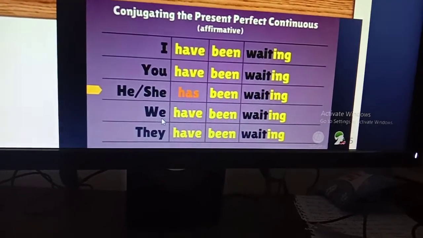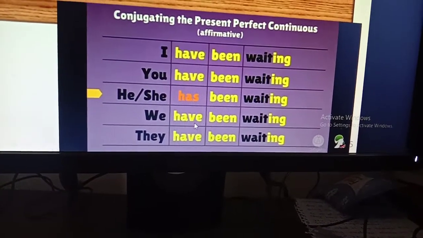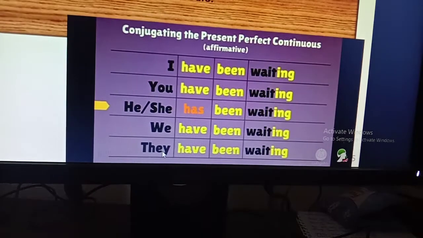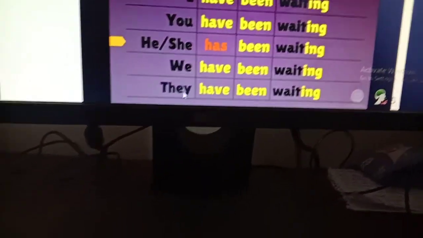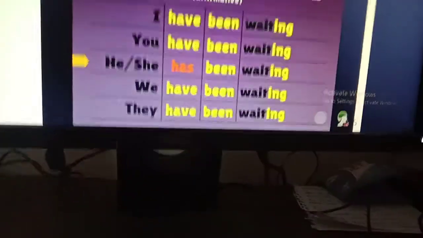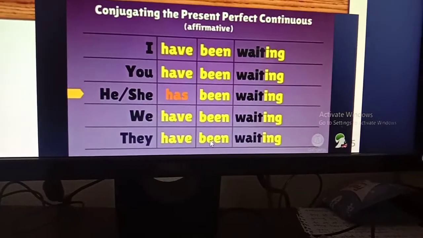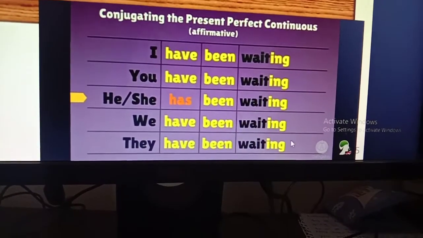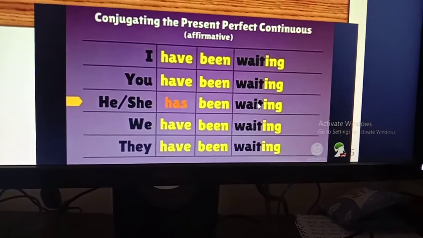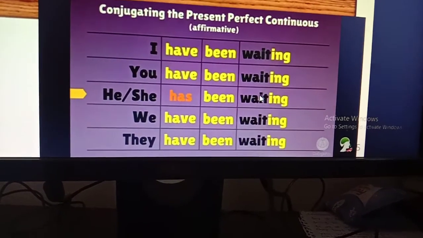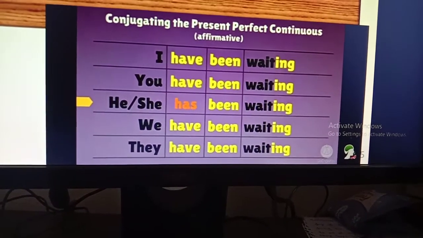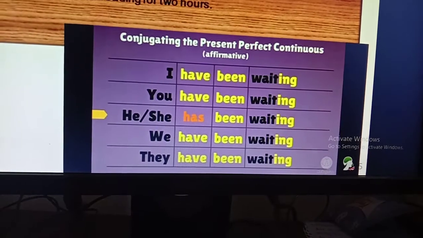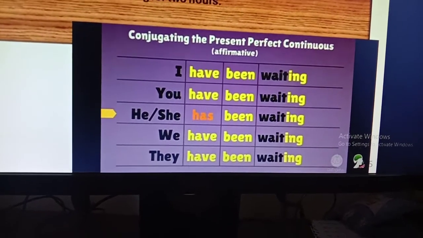Then we, first person plural, I have written have here. Then they, third person plural, I have written have here. Okay, and after been I have written verb with ing. Okay, so this is very simple. You have to learn the structure of the sentence. Okay, then we'll go for the next sentence, that is negative sentence.